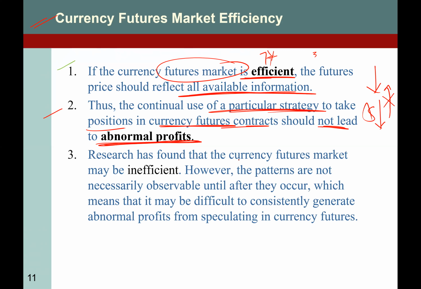So the research has found that the currency futures market may be inefficient. However, the patterns are not necessarily observable until after they occur. So you think that finding inefficiency is very easy? Then the answer is no. It is very hard to observe, like what we have seen in our stock market crash. Everybody was saying it will happen, but nobody was saying whether it will happen tomorrow or in 1 year or whatsoever. So only one or two people were right.